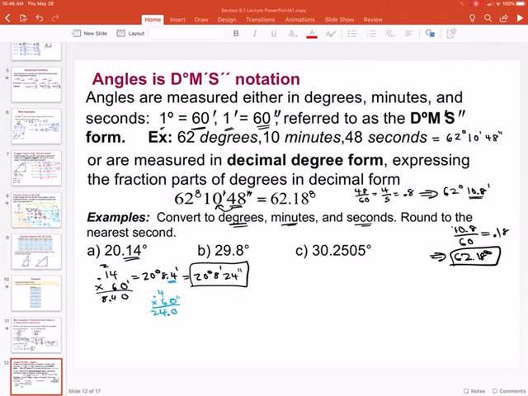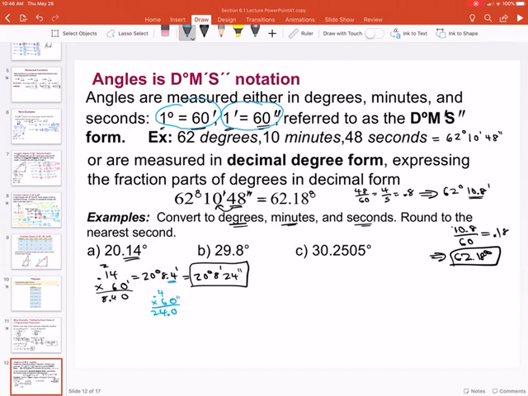But with that said, the conversion factor is 60 minutes make a degree, and 60 seconds make a minute. And you can see your notations. A single prime, or a single quote, is our minutes notation. Double prime, or double quotes, is our seconds notation.